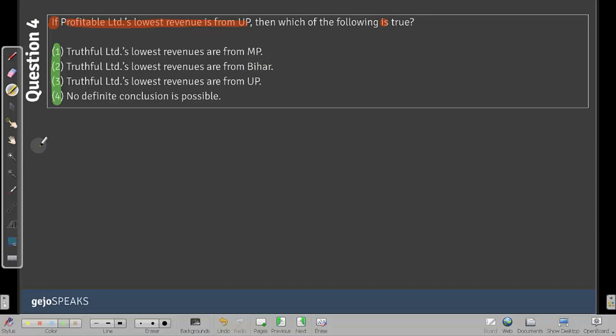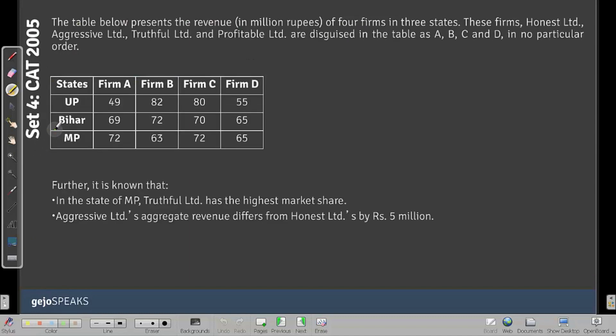So at this point in time, it is kind of important that when you look at this question to say that I'm going to have a challenge in the question. So it probably will make a lot of sense to gather as much information here, make all the deductions that are possible, and then go look at the question. Eventually it's a simple story as to we have to decipher which is honest, which is aggressive, which is truthful, and which is profitable.